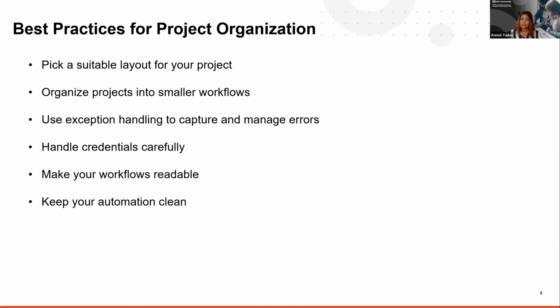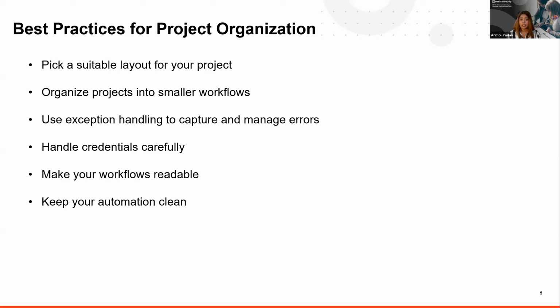Now, second is some best practices for project organization. First is picking a suitable layout for your project, which means one among the three. You pick sequence, flowchart, or state machines. Within one project, you can also have a combination of these layouts. You can have sequence and flowchart within the same project, or sequence and state machines. That entirely depends on the nature of the process you're automating.